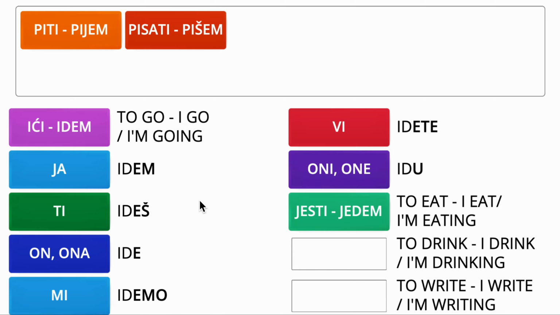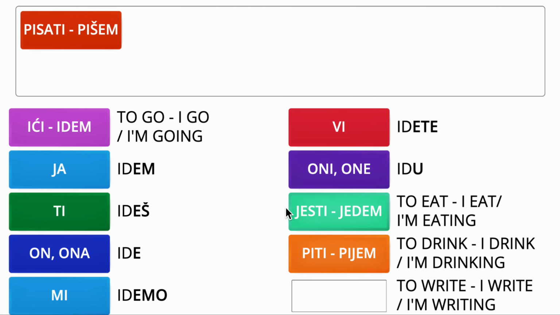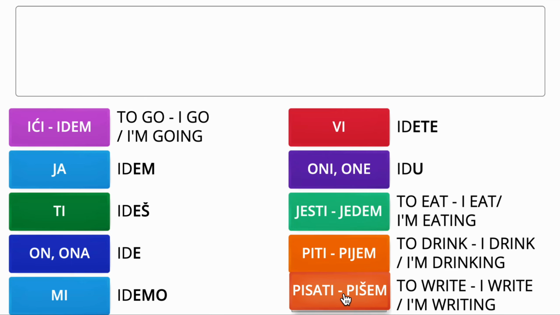So what these verbs have in common are these endings. They all share the same endings: m, eš, emo, ete, u. To drink, piti, pijem, piješ, pije, pijemo, pijete, piju. The same for pisati, pišem, pišeš, piše, pišemo, pišete, and pišu.